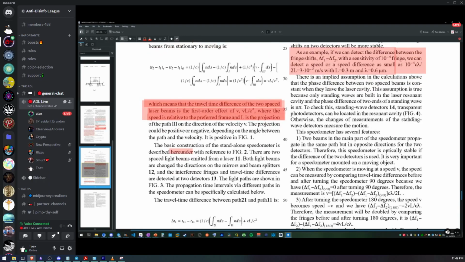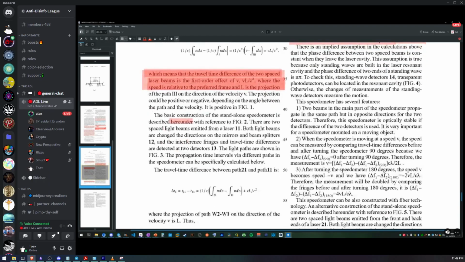Otherwise, the changes in measurement, like we were just saying. So the speedometer has several features. Two beams, the main part of the speedometer, propagate through the same path but in opposite directions for the detector. Therefore, the speedometer is optically stable if the difference between the two detectors is used. It is very important for a speedometer to be mounted on a moving object.